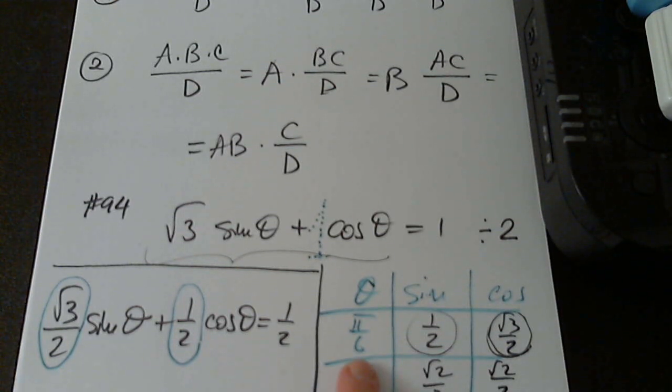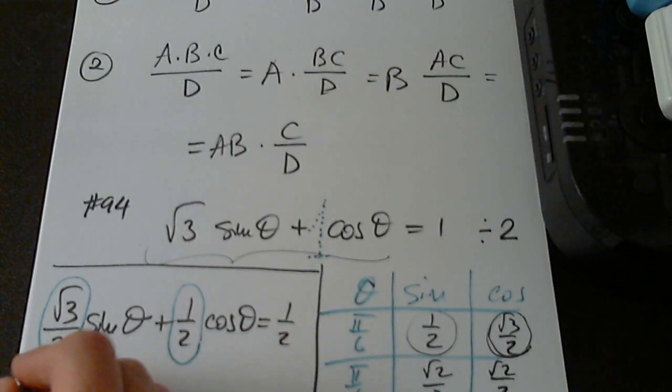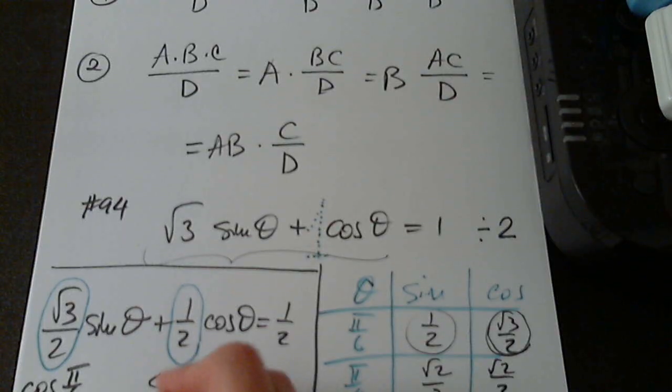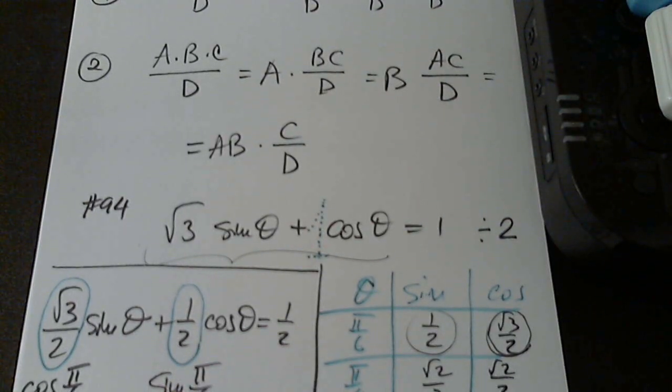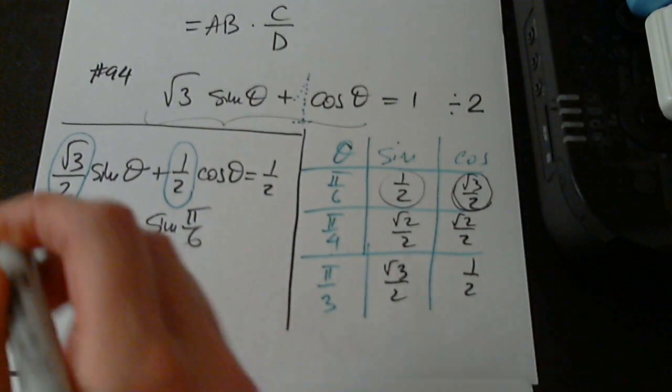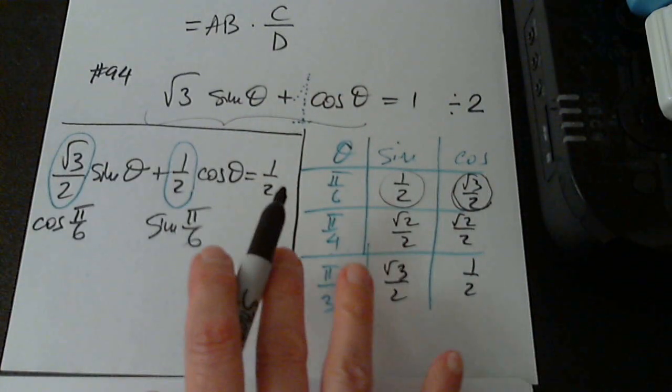Okay, if we want to use pi over 6, then this has to be cosine, and this must be sine. Perfect. Okay, so let's continue. I'm going to rewrite it correctly.